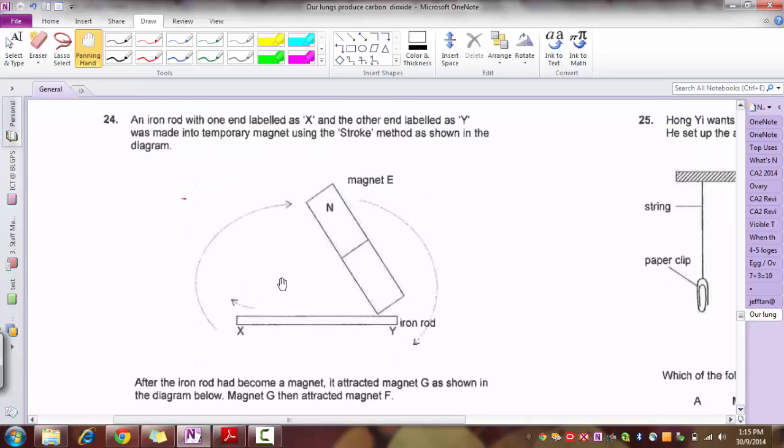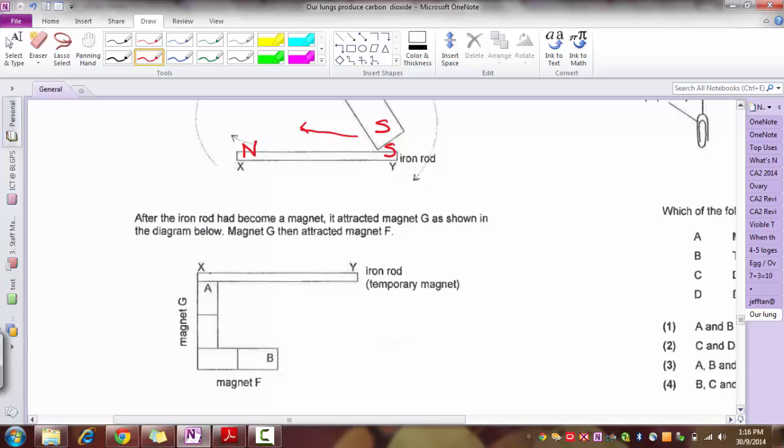So let's recall: when you stroke, if this is north, then this will be south. When you stroke down like that and you lift off, this part here will be north. Okay, so that's the concept here. Alright, because unlike poles attract, if this is north, this is south. So X is north, Y is south. So let's transfer it in. X is north, Y is south.